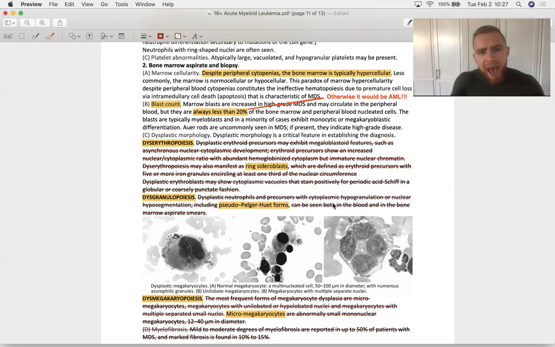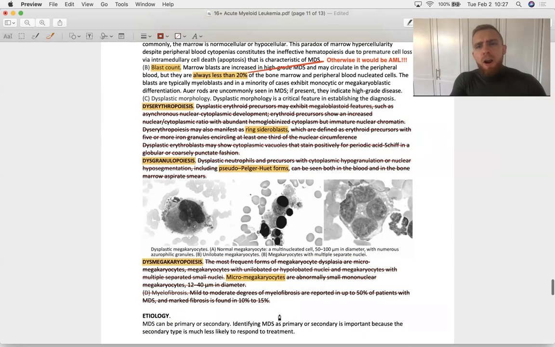So the bone marrow is packed with cells, and they are dysplastic cells that don't grow. They don't get out of the bone marrow. They just sit there and they just wait to die. So the blast count is characteristically less than 20 because otherwise it would be acute myeloid leukemia.